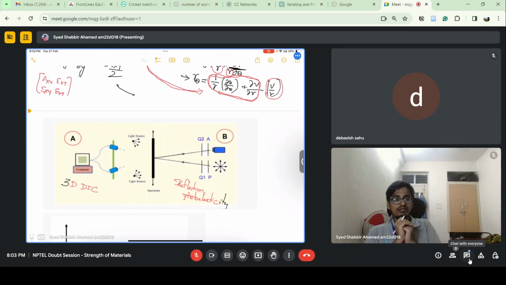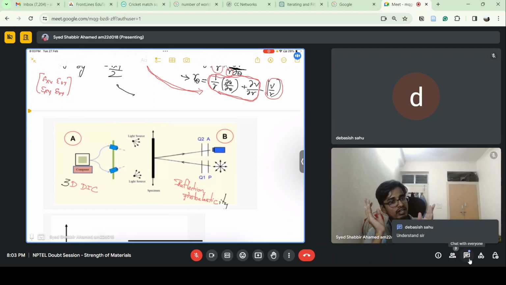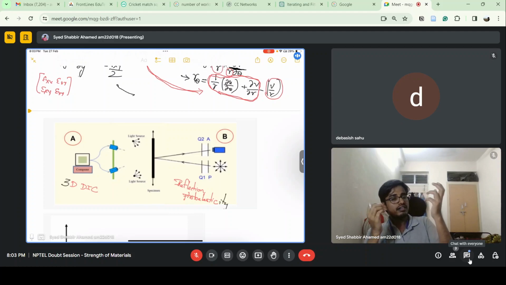So using this we can get the stresses, and using that we can also get the strains. We have strain and stress relationships. I think you are going to learn it in the next lecture, so that will also be there.